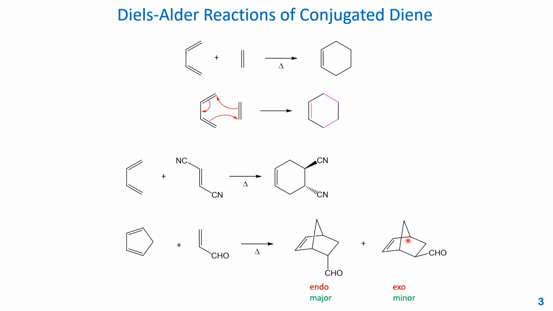Okay, so today we talked about three examples of reactions of conjugated dienes and their mechanisms. If you have any questions, please let me know. Okay, good luck.